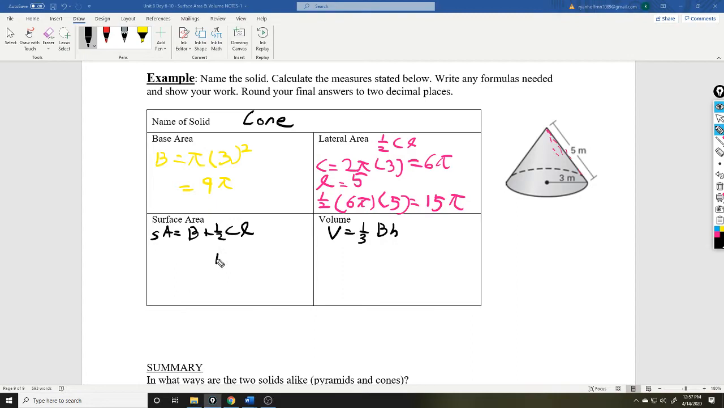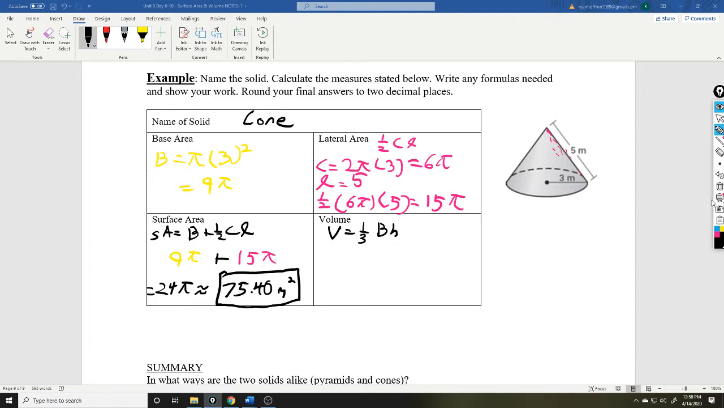So when we go down here to the surface area formula, we just need to add them together. We've got 9 pi for my area of the base, 15 pi for circumference times the slant height. Add those together, and that should be exactly 24 pi. If I wanted to round it, .70 meters squared for surface area.